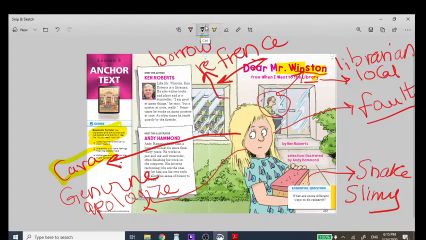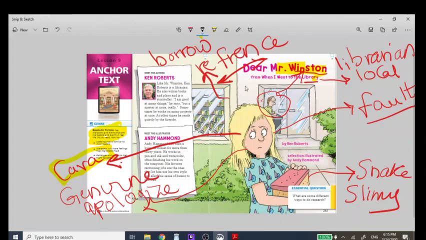I'm attaching a piece of the story map that you need to fill. And the two important characters that you have are Kara and Mr. Winston. Now, since we are talking about the characters, do I have something else?